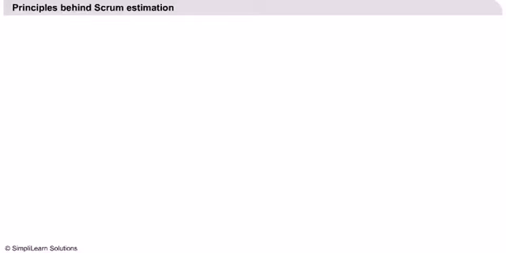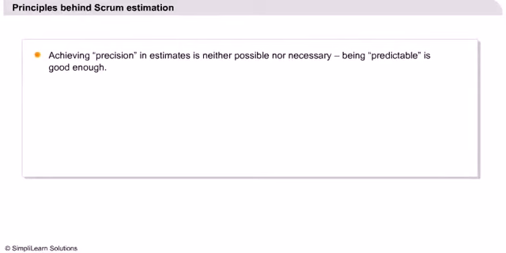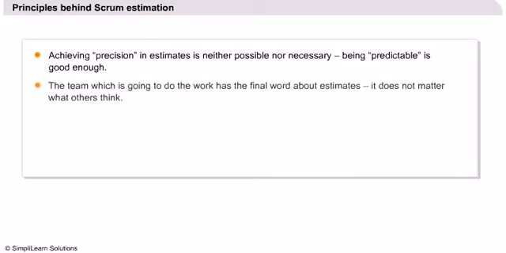Accuracy and precision are terms that do not go well with the term estimation. Achieving precision in estimates is neither possible nor necessary. As long as you are able to forecast with reasonable certainty and come up with a predictable plan, you should be fine. The team which is actually doing the work should have the last word in finalizing estimates. Others are free to have an opinion, and they are allowed to ask clarifying questions.